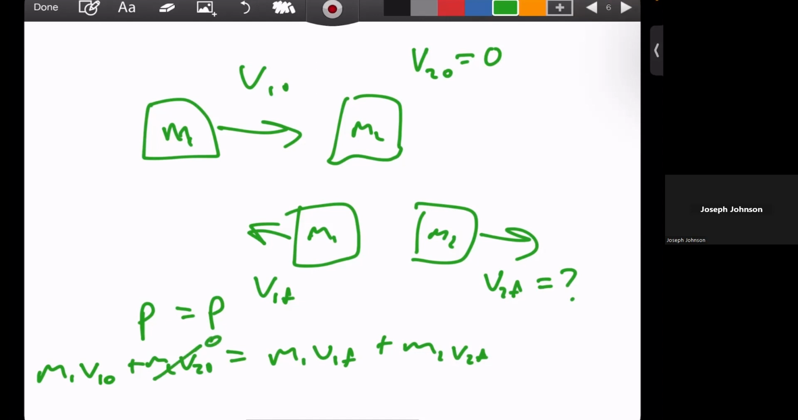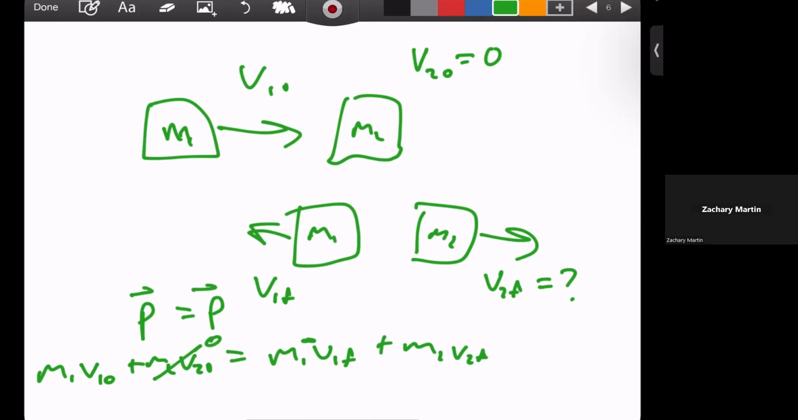So we get M1 V1 initial equals M1 V1 final, but it's a vector. Remember, momentum is a vector. So these are vectors, and those velocities are vectors too. So V1 final is a negative number. If you had something like this, you would have to make sure that that's negative because it's bouncing in the negative direction. I've established right to be positive. That means anything going to the left is going to be negative.